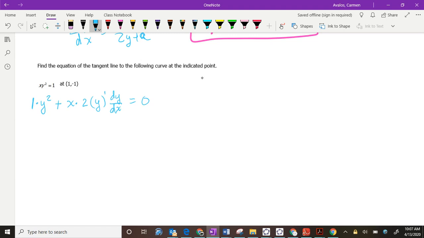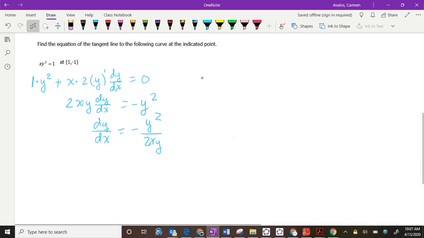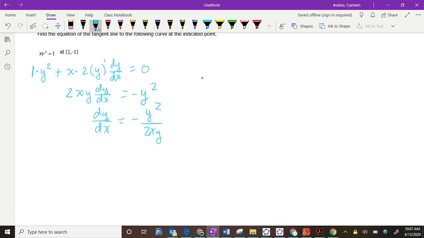Okay, so then what do we do next? So we have to get the dy dx by itself. So I'm going to combine this and say that this is 2xy dy dx. And I am going to take this one here and move it over to that side. So it's going to be negative y squared. So that's what we have there. And then now I want to get the dy dx by itself. So we're going to have negative y squared over 2xy. And we have a y squared up there and a y down there, so we're going to reduce it, and we're going to have dy dx equals negative y over 2x. So that's reduced on there.